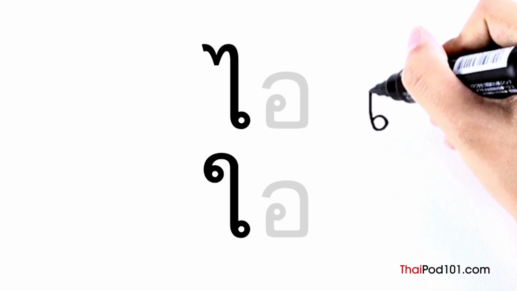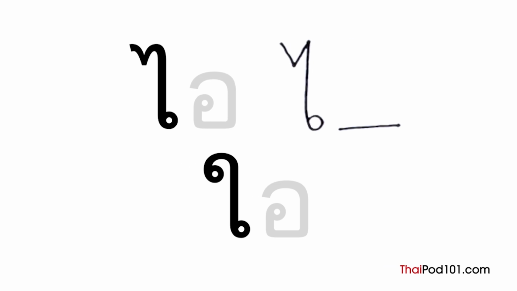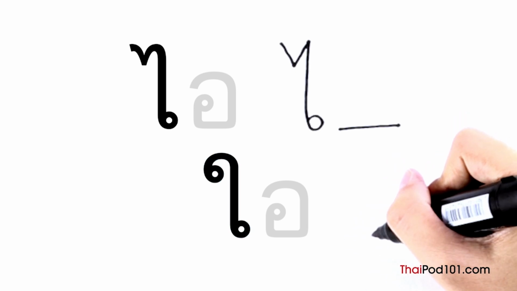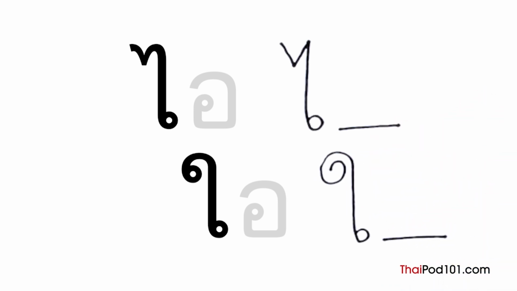Start with a clockwise head at the bottom, draw a tall vertical line, then finish with a little zigzag at the top. สระไอไม้มาลาย. สระไอไม้ม้วน is only used in a handful of words. You start writing it the same way, but at the top you make a curl. สระไอไม้ม้วน.